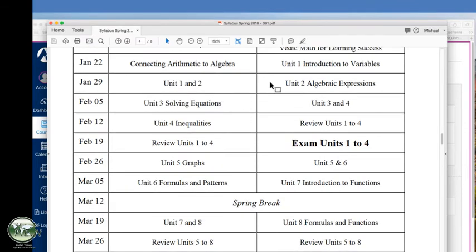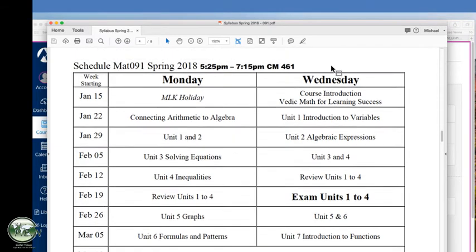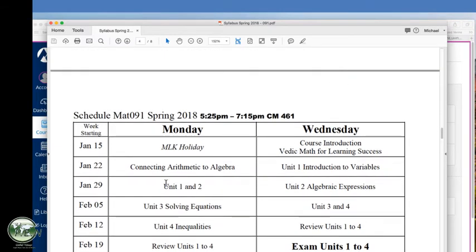So we're going to do connecting arithmetic and algebra. On Wednesday, we get into Unit 1 itself. We have a full day of it. Then the following Monday, we do a little bit of Unit 1 and a little bit of Unit 2. We figure out where we're at, and we have a full day for Unit 2.